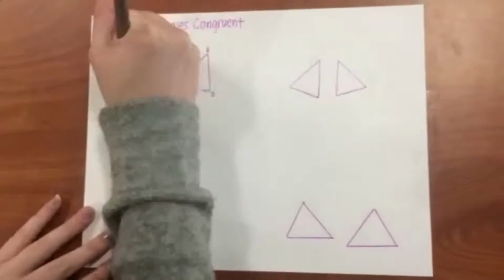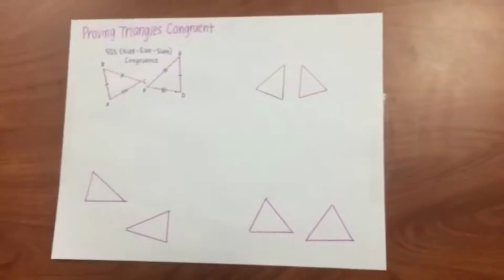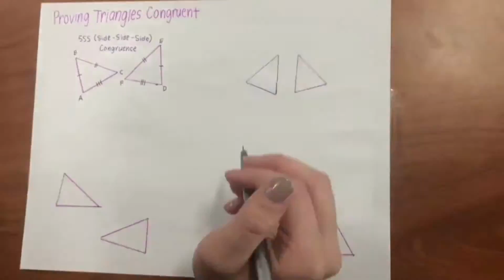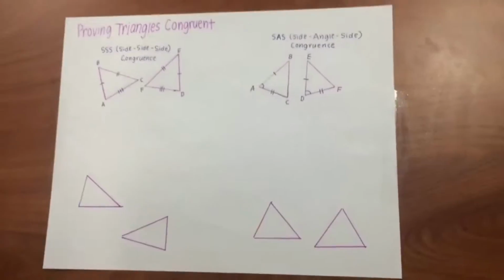If 3 sides of one triangle are congruent to 3 sides of a second triangle, then the triangles are congruent. This is called the SSS postulate. 2 triangles are congruent if they both have 2 congruent sides and an included angle by SAS postulate.